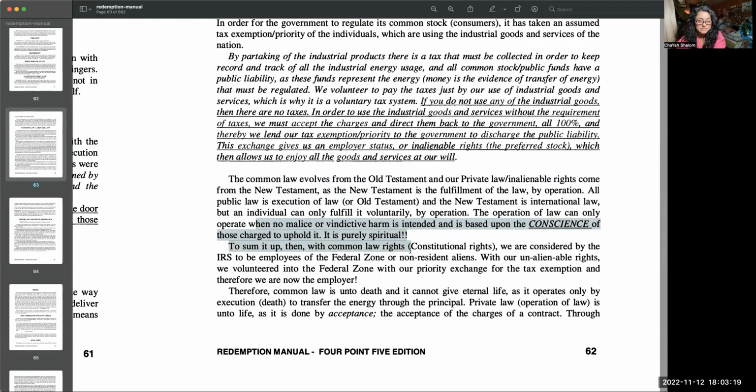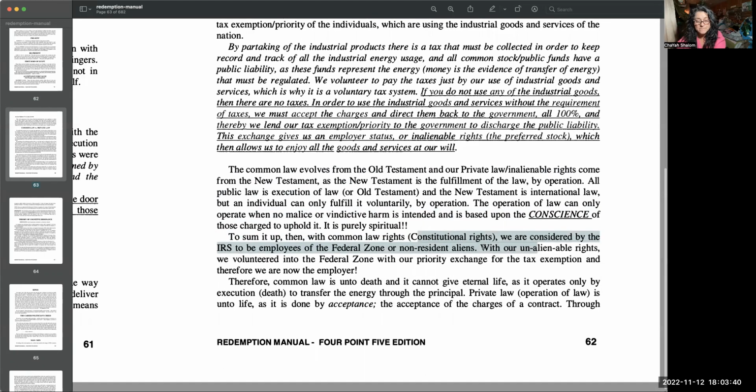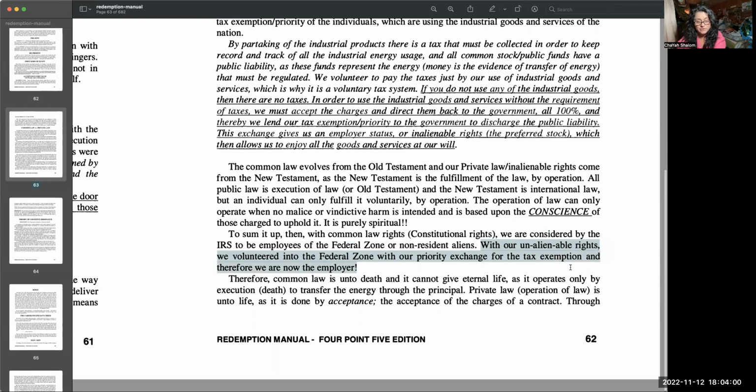To sum it up then, with common law rights, constitutional rights, we are considered by the IRS to be employees of the federal zone or non-resident aliens. Okay. With our unalienable rights, we volunteered into the federal zone with our priority exchange for the tax exemption, and therefore we are now the employer.